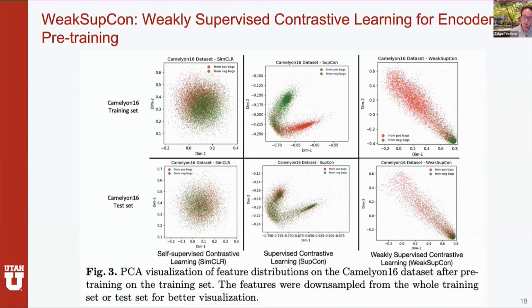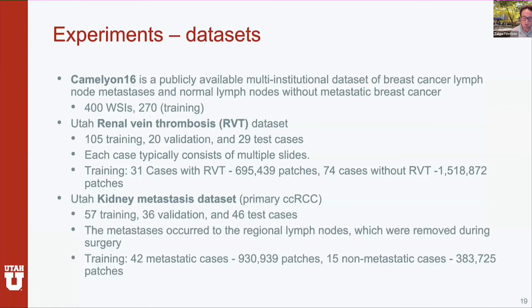Okay, so then my student went on and tested this on 3 different data sets. One is Chameleon 16, as already mentioned. This is a public multi-institutional data set. And then 2 of our institutional data sets here at the University of Utah, renal vein thrombosis and kidney metastasis. So notice that our data sets are much smaller in the number of cases. Each case might have multiple slides, but we have maybe a few hundred whole slide images to work with, right?